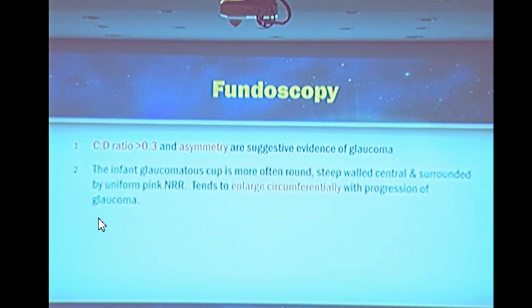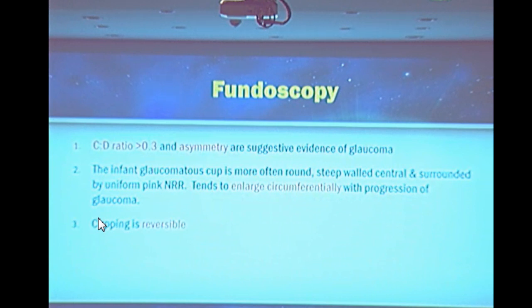The infant glaucoma cup is often, as I told you, round, not like an adult glaucomatous cup, with steep walls, central and surrounded by a uniform neuroretinal rim. You will not see any notching in most cases, or thinning in certain parts of the disc. And when it progresses, it tends to be circumferential. So I think I have a picture for that.